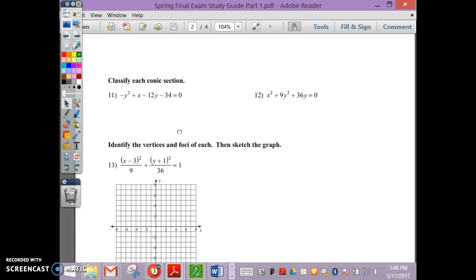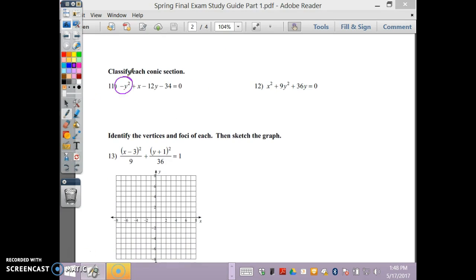Classifying each conic section, I only see one of the variables that is squared. That means that this is a parabola. I see both of my variables are squared with coefficient with a plus sign. That's ellipse.